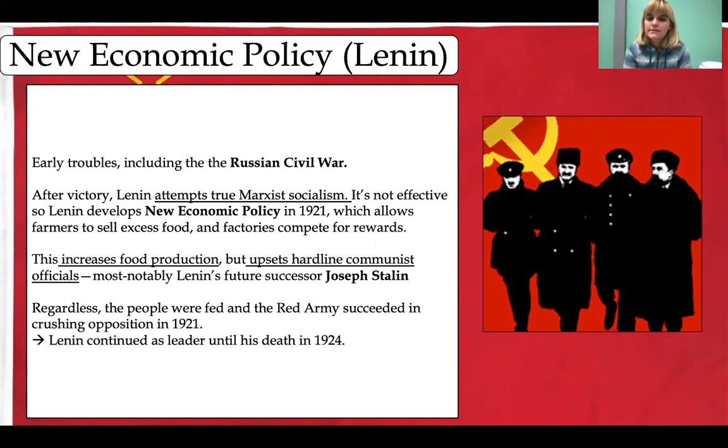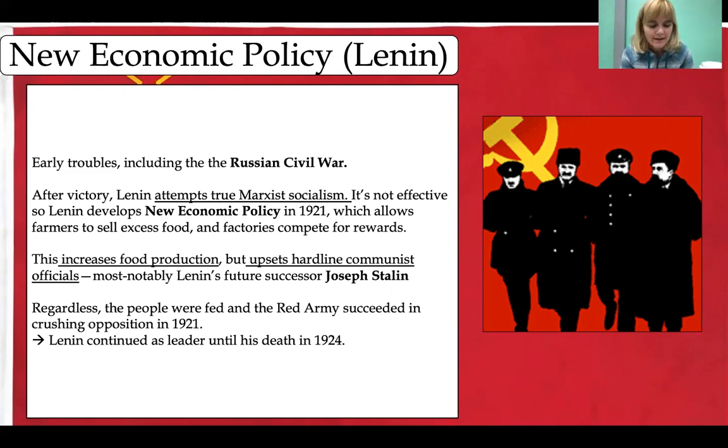So what he does is in 1921, he creates something called the New Economic Policy. And the fact is it's not effective. Marxism is not effective in the Soviet Union. Why? Well, think about it. Why would you work hard in this class if I wasn't giving you more grades? Why would you do any extra work if you weren't getting extra money?